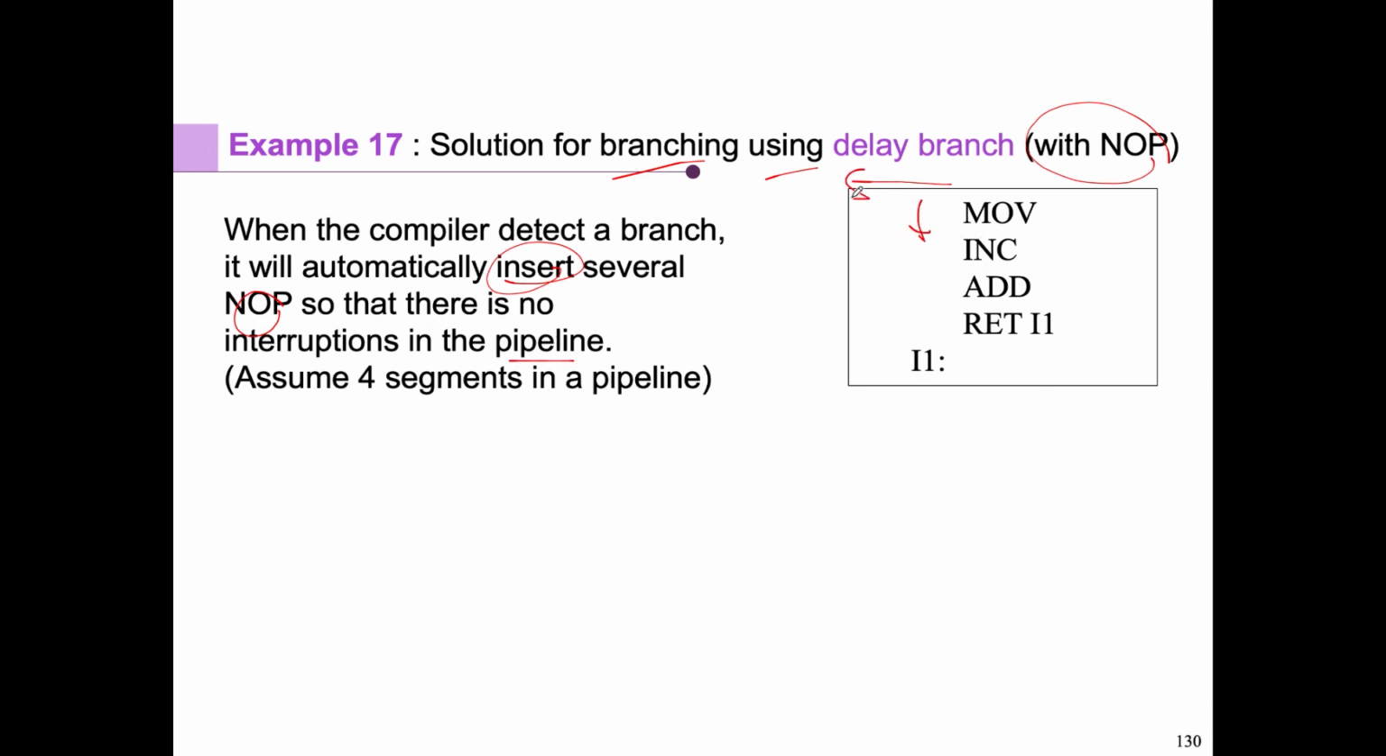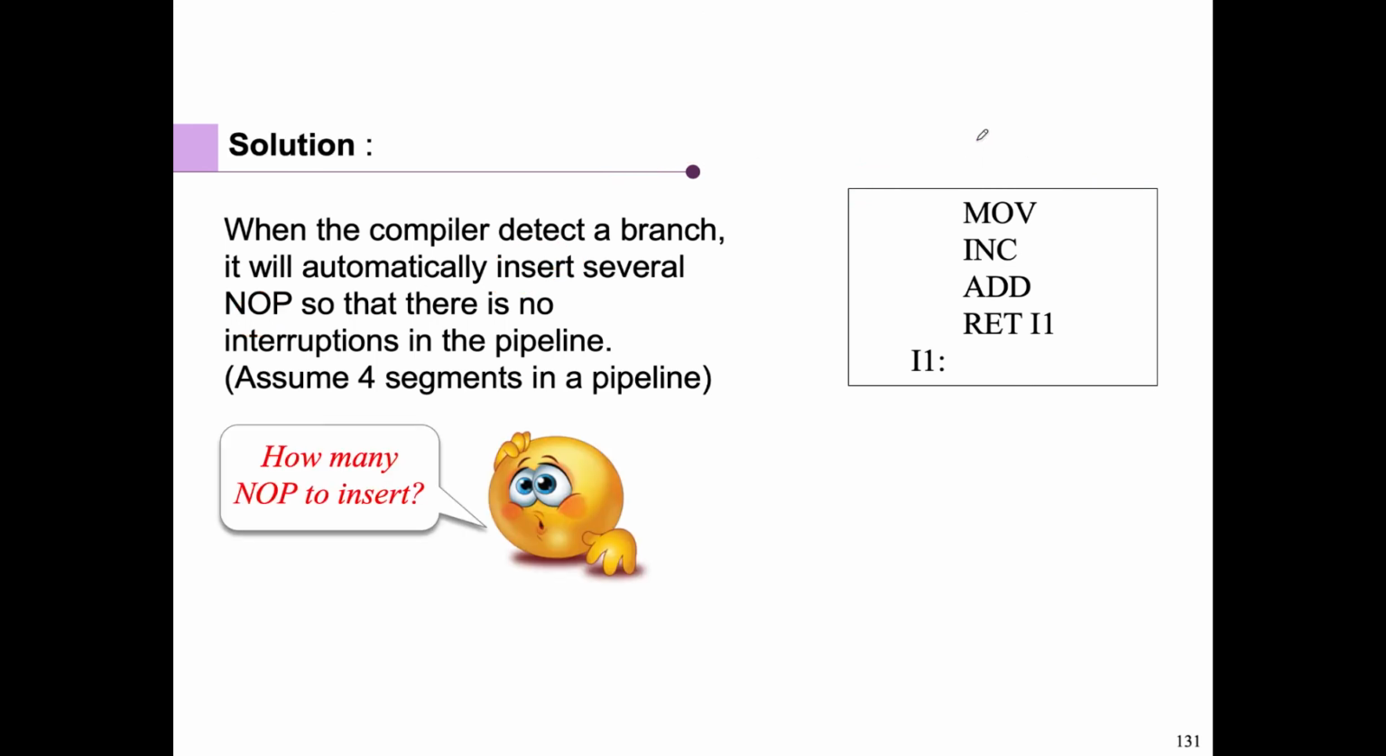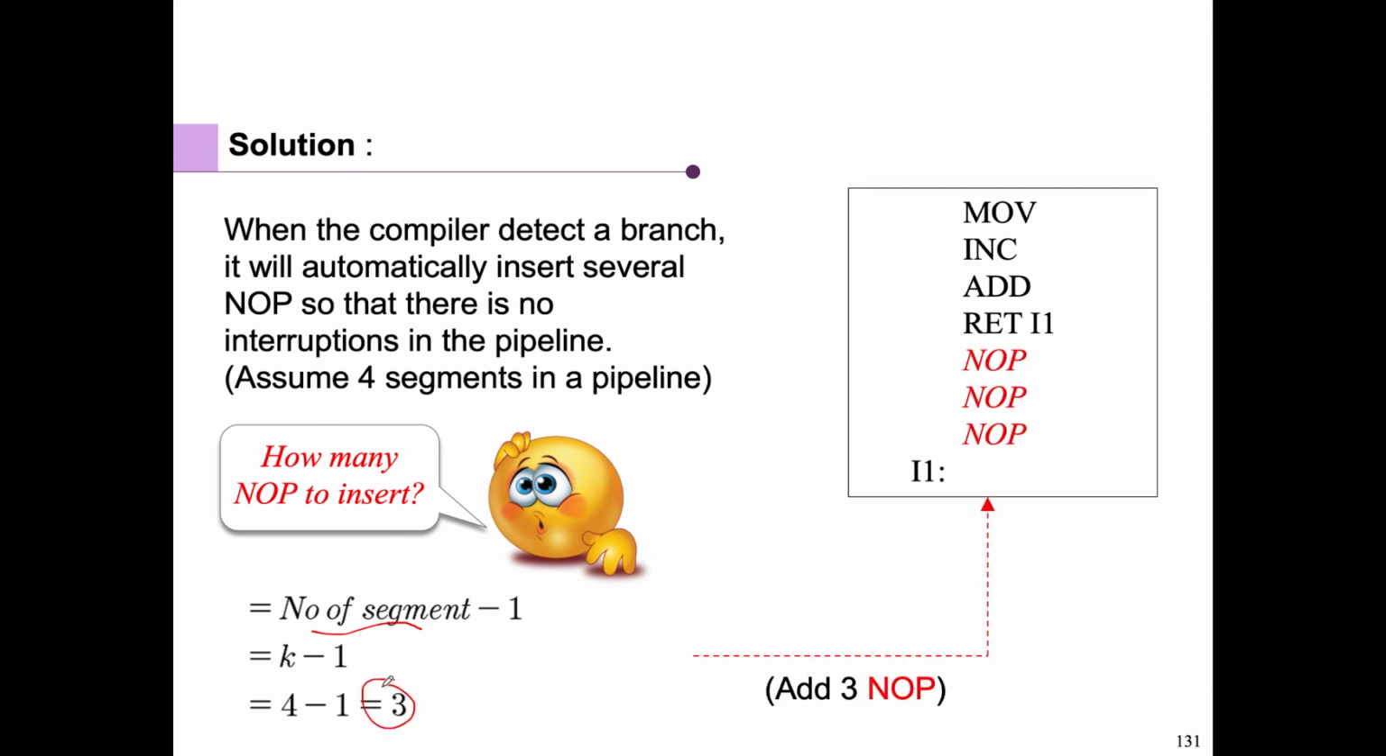So this is your source code, an example of your source code. How many NOPs need to be inserted in your table? This is the number of segments. You also need to minus 1. K minus 1 is equal to 3. You need to pick this value, which is to add 3 NOPs to your source code.